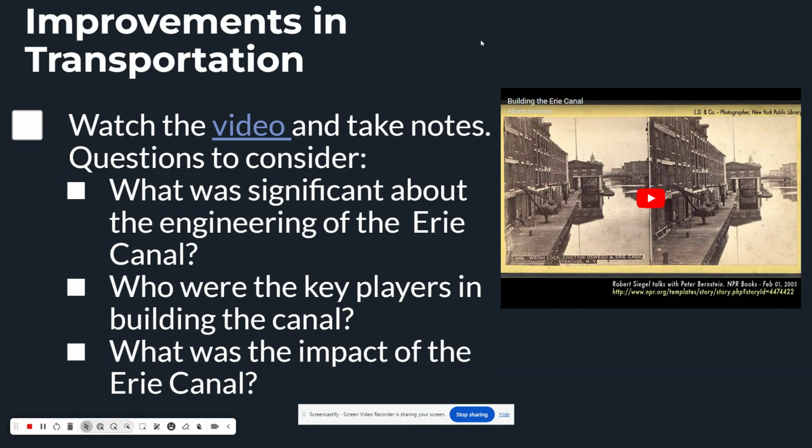What was significant about the engineering of the canal? What was required to build it? Who was building it? The key players, and then of course, what's the impact of the Erie Canal?